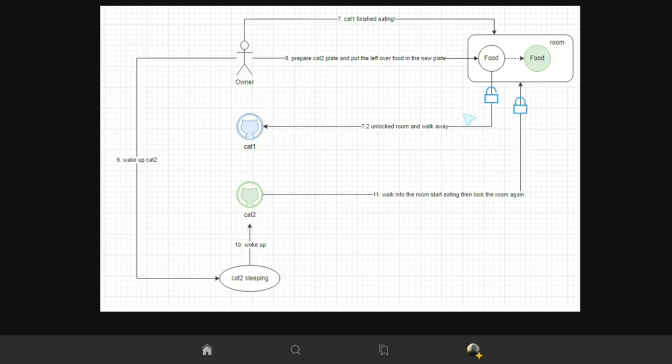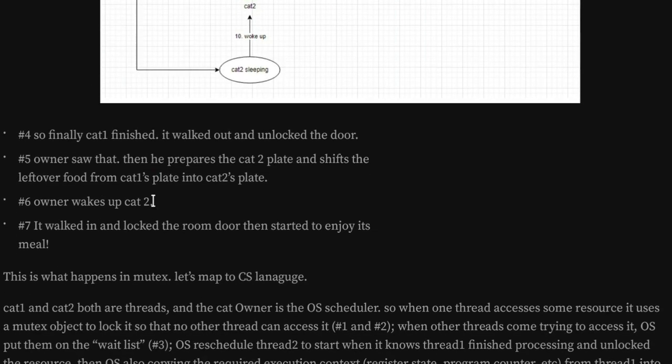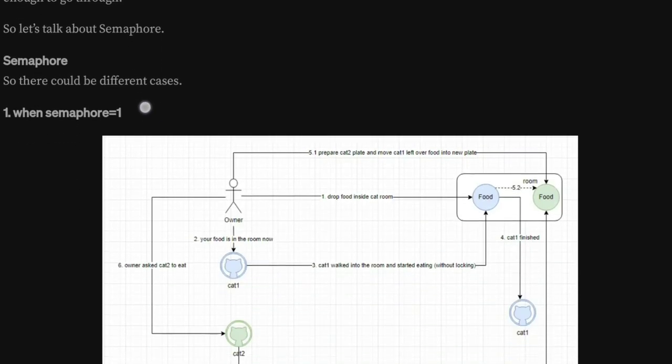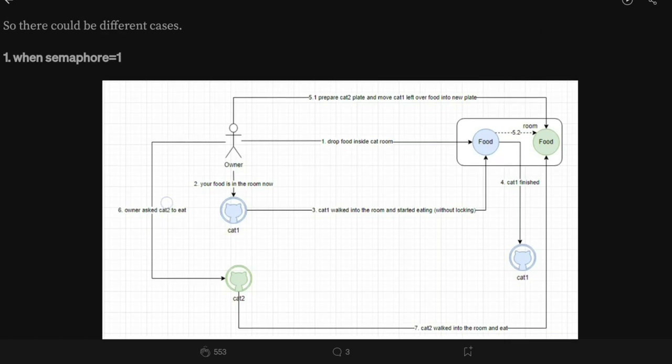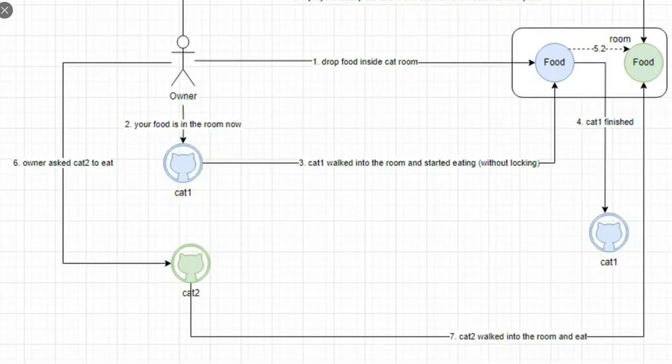So we see here that we have indeed cat 1 locking, unlocking. So this is the mutex. Whenever there is lock, unlock, this means that we are dealing with mutexes. So this is the mutex, an example with cats. In the example of semaphores, they are increasing, decreasing a counter, or setting it. So let's see. Cat 1 walks into the room and starts eating.